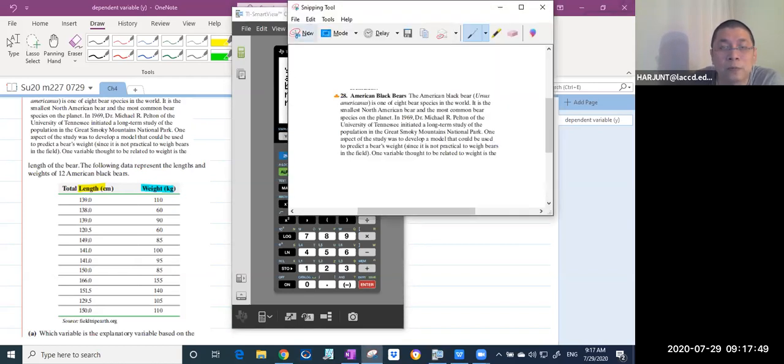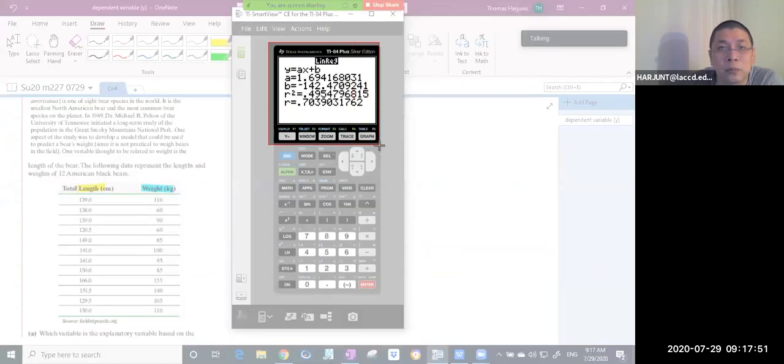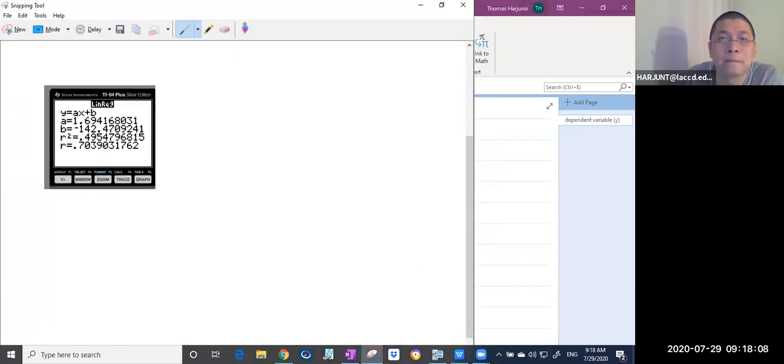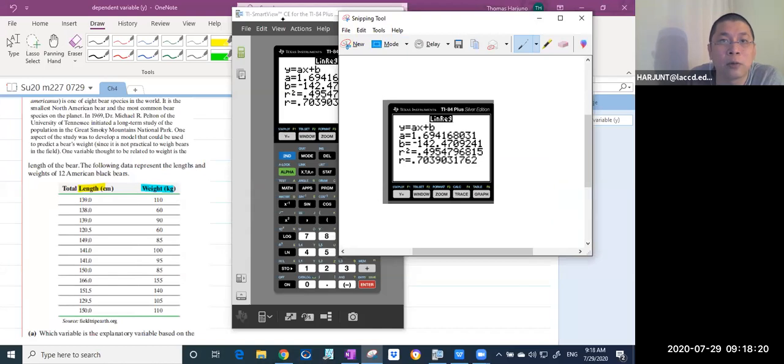About it? Your calculator is not showing our values. How about the R square? Yeah, you need to turn on the stat diagnostic. From Lydia. Seems like we have a TI-84 expert here.